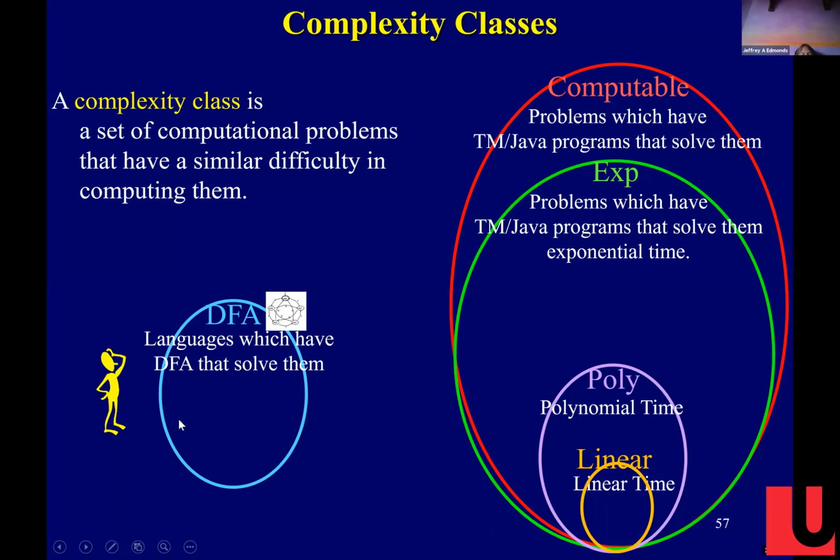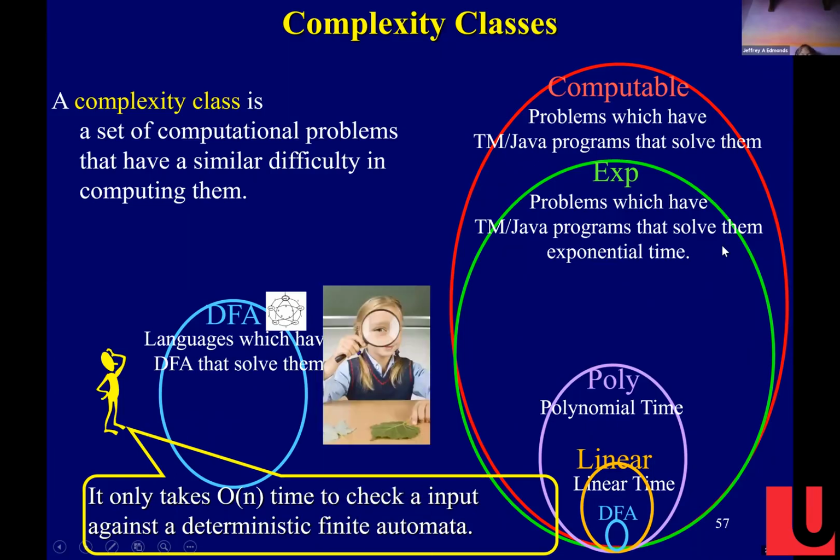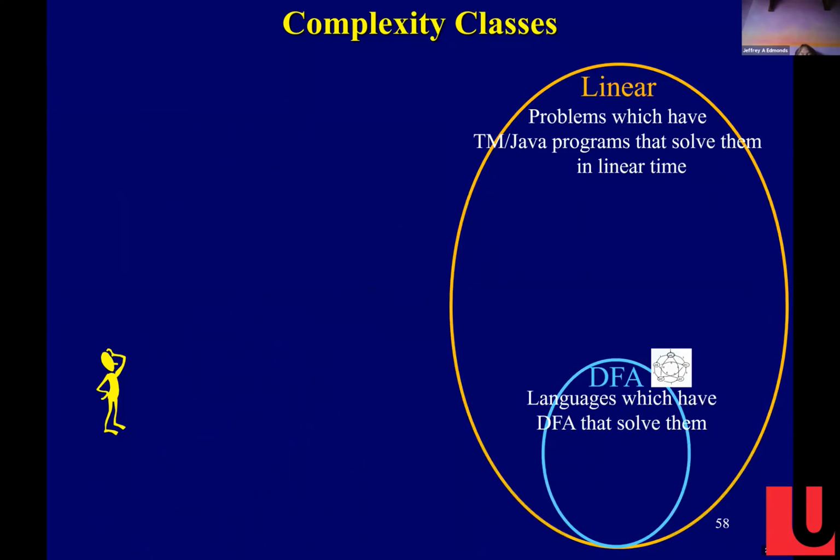So here is the set of problems that can be solved by DFAs. Now, if you can solve it by a DFA, how much time does it take? DFAs just read each character one at a time. So if it can be done by a DFA, it can be done in linear time. If you can do it in linear time, you can do it in polytime. If you can do it in polytime, you can do it in exponential time, right?